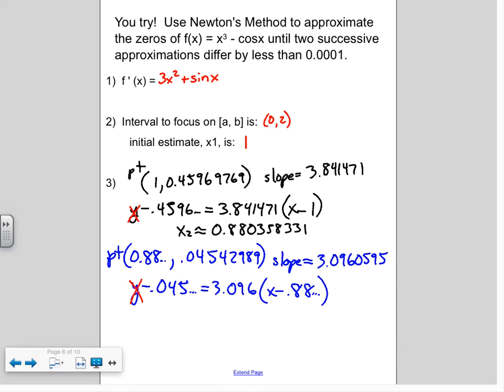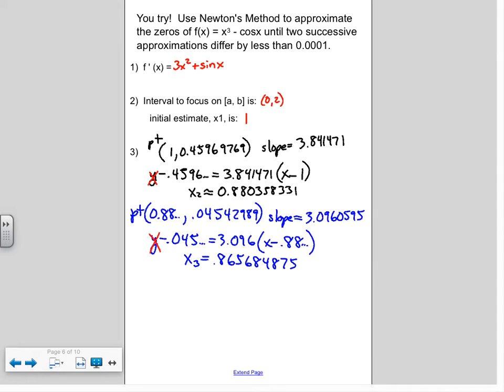So I have negative 0.04542989 divided by 3.09605595 plus 0.88035831. And I get an x sub 3 equal to 0.865684875919. All right, we're going to do one more iteration and we'll see what that gets us.